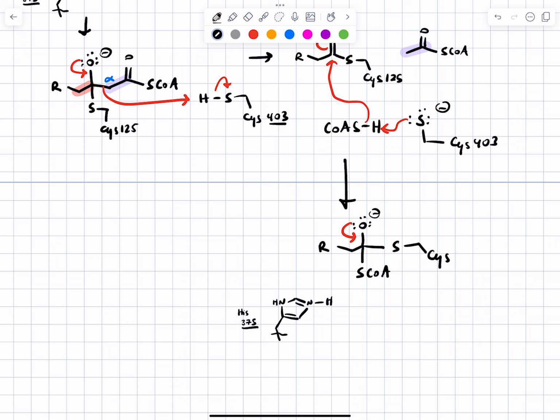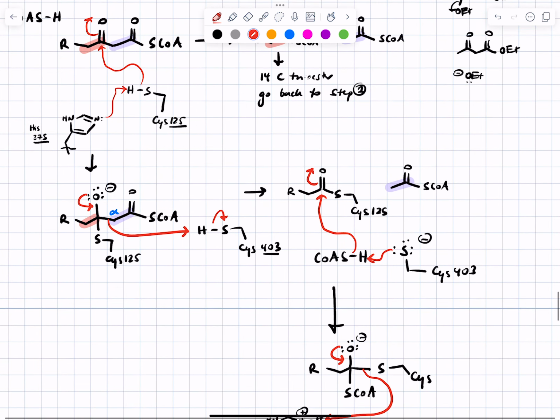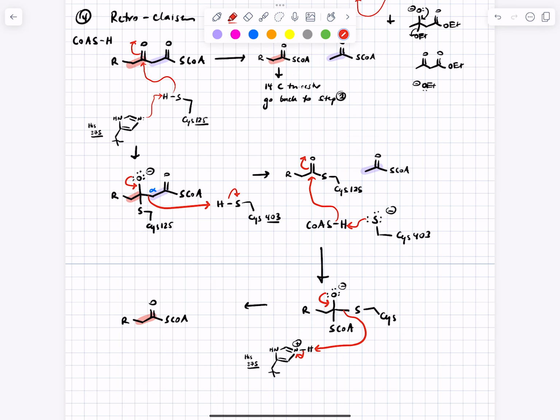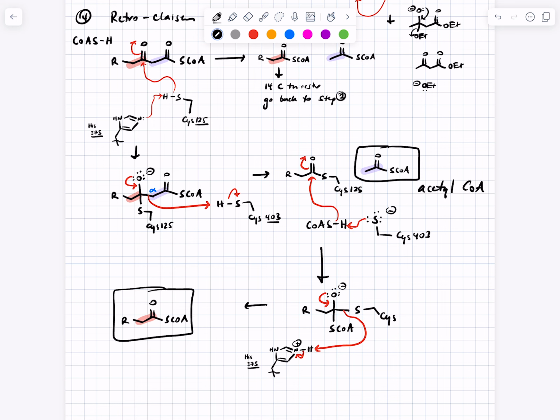And that's going to return the enzyme to its starting state where it can accept another molecule of substrate and go again. So here is now our truncated 14 carbon fatty acid thioester and our 2 carbon acetyl-CoA, which can then go to the citric acid cycle. Okay, questions about that?